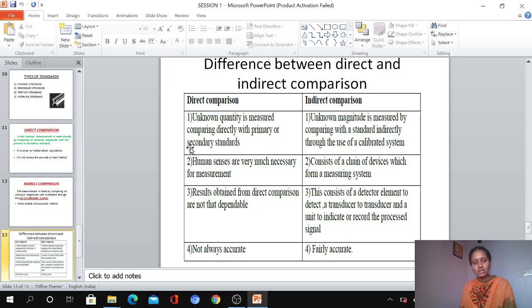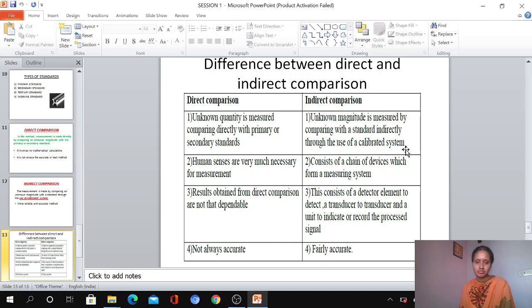The secondary standard is also the same as the primary standard. It will also be accurate, but these secondary standards will be distributed to some few places. But the primary standard is maintained in a single place, that is in the national physical laboratories. Coming to indirect comparison, the unknown magnitude is measured by comparing with a standard indirectly through the use of a calibrated system. Here we use the entire measurement system. We have many components in this calibrated system.